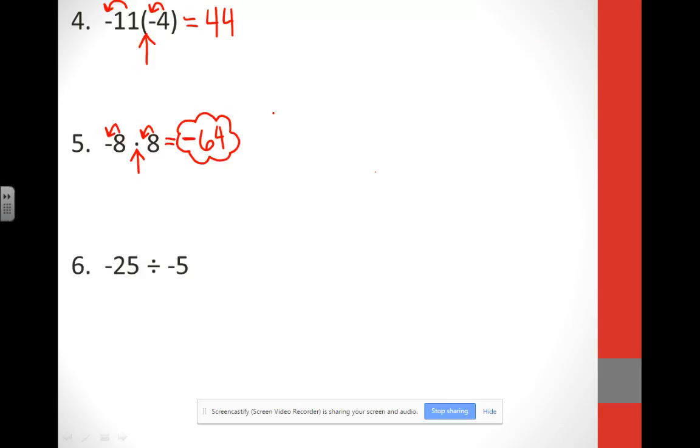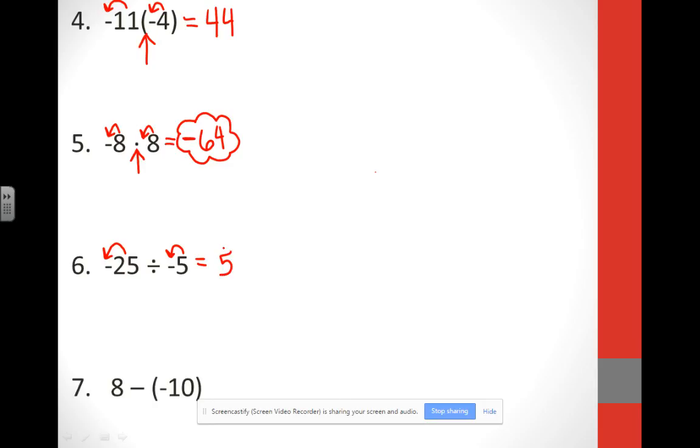Moving on to number 6, there's a division problem. I know this is a division problem because I see the division sign. So I'm going to go to my multiplication and division rules. 25 is negative, 5 is negative. The signs are the same. In multiplication and division, if the signs are the same, the answer is positive. And -25 divided by -5, signs are the same. It's going to give me a positive 5.